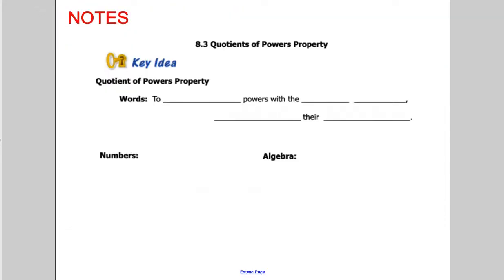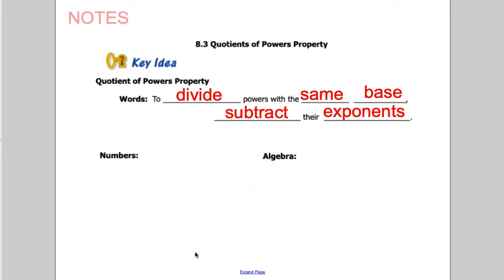Now's the time to write in your notes, okay? So let's get started with that. And this just talks about the quotient of powers property and what it really looks like. And in words, the quotient of powers property is to divide powers with the same base. That's key, the same base. You just subtract their exponents. You rewrite the base, subtracting the exponents.